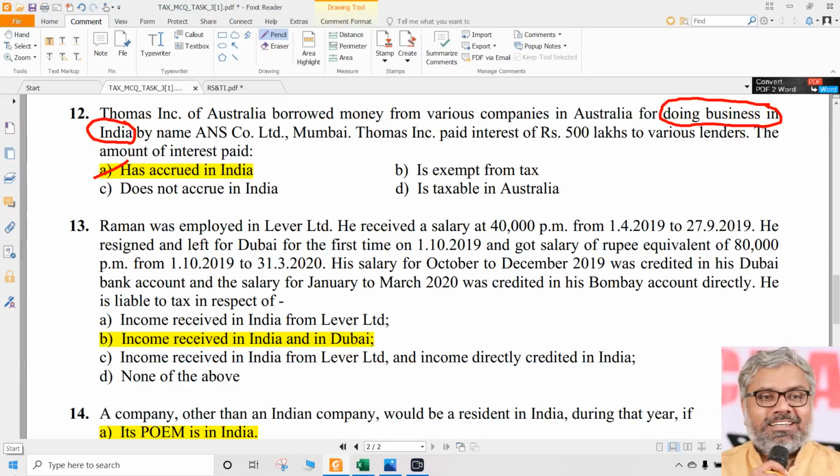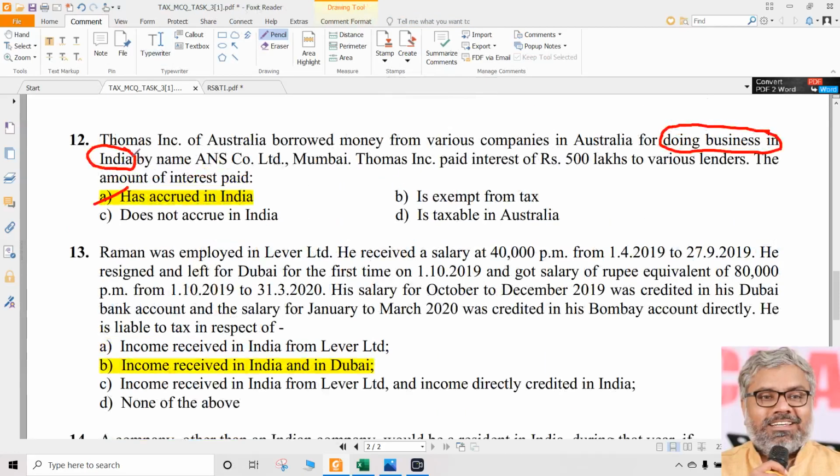In the hands of Thomas? No, sir, not in the hands of Thomas Incorporated. It is giving interest. Who is earning the interest? Somebody else, whom we don't know. Whoever is receiving this interest, whatever the rate, we don't know. For those lenders, that income will be considered as if it has accrued in India. Always understand the difference: the person who receives the money is the one who has to pay tax, not the one who is giving the money. Here Thomas Incorporated has borrowed the money and is paying interest. When it is paying interest, how can there be anything taxable for Thomas?